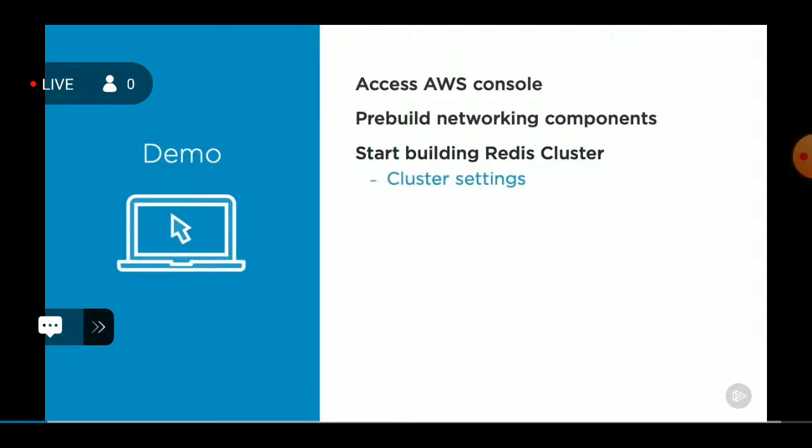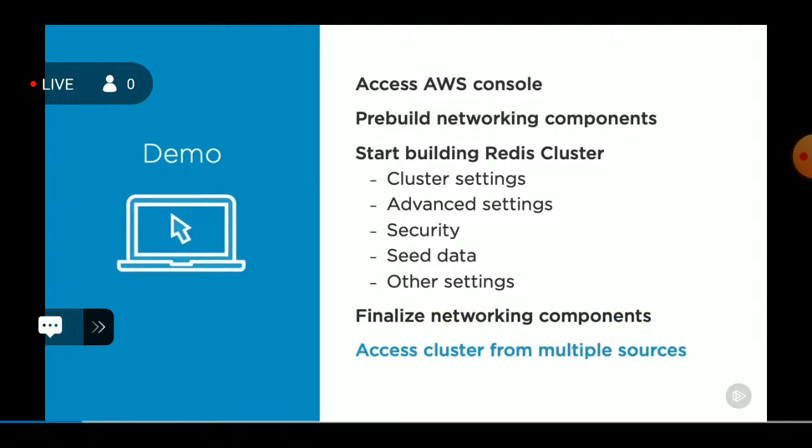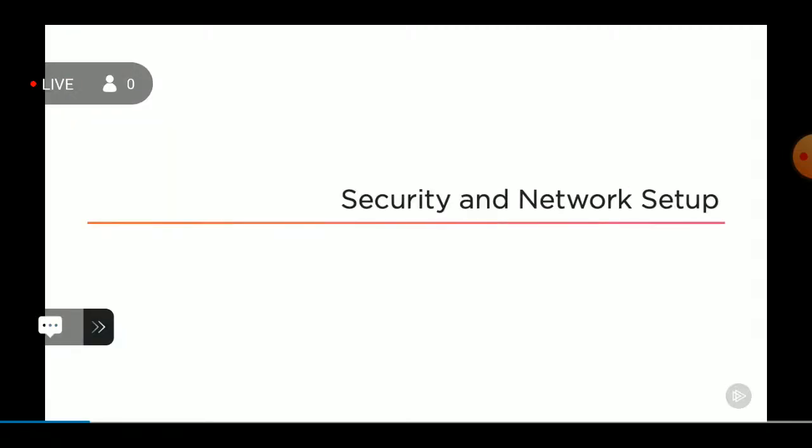These include standard settings, advanced settings, security, seeding our cluster with some data, as well as some final configuration pieces. After our cluster is built, we'll finish the networking setup, and finally we'll verify we can access our new cluster from multiple sources. Let's dive into the first topic, which is how to build out a simple Redis cluster.